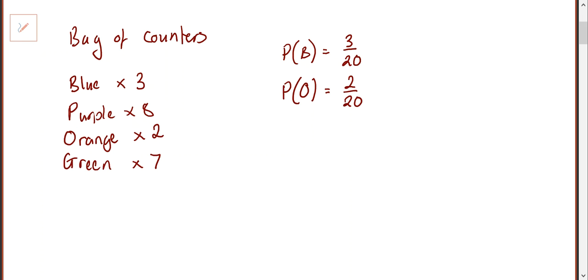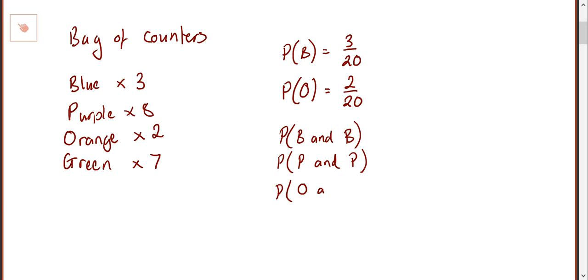So let's look at the options. We are saying probability of blue and blue. The probability of purple and purple. The probability of orange and orange. And the probability of green and green. And the word going between them is or.